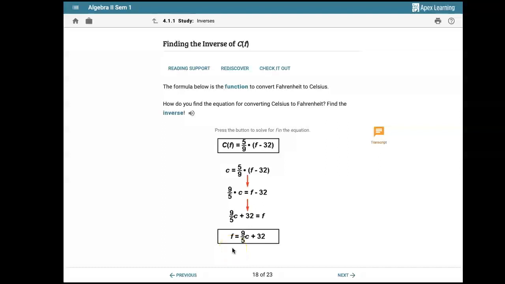So still, you want to undo the processes. So you got 5/9 there, you multiply by 9/5. That moves it to the other side. Then I've got Fahrenheit minus 32. Well, you add 32 to both sides, right? Now we've effectively undone our relationship so that we can go from Fahrenheit to Celsius or Celsius to Fahrenheit.